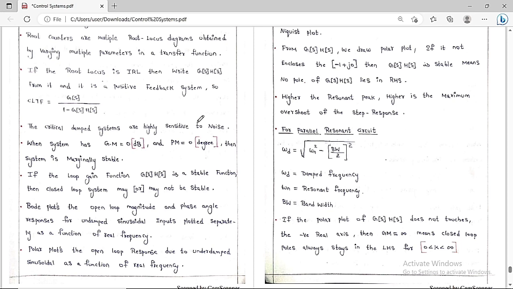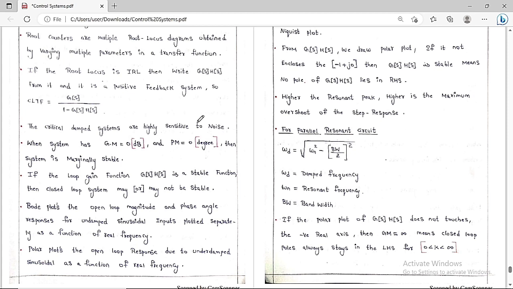The next point is, when the system has gain margin 0 dB and phase margin 0 degree, then the system is said to be marginally stable. This point I have already told you many times. Listen carefully: for a characteristic equation As^3 + Bs^2 + Cs + D = 0, for a system to be stable, AD is less than BC, then the phase crossover frequency is lesser than the gain crossover frequency, and both the gain margin and the phase margin are positive.